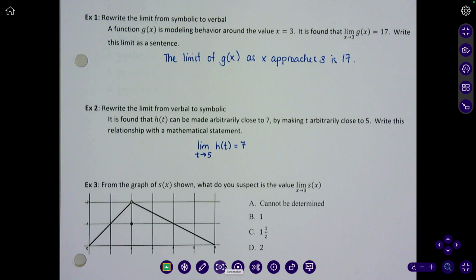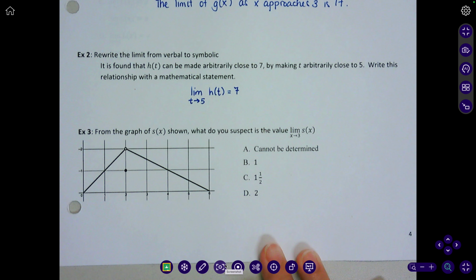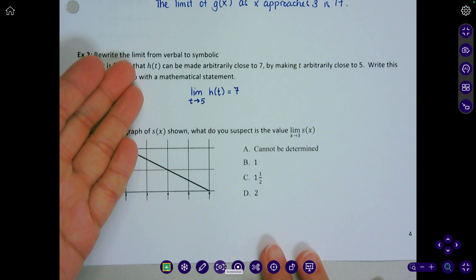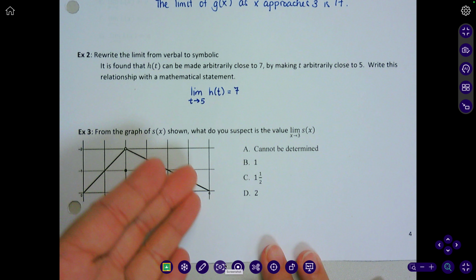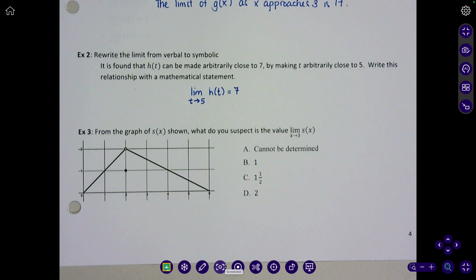Any questions on that? Okay, go ahead and take a look at example 3. Now we stray away from the verbal, and we're going to have a graph. What do you think your limit is? Go ahead and find that out.